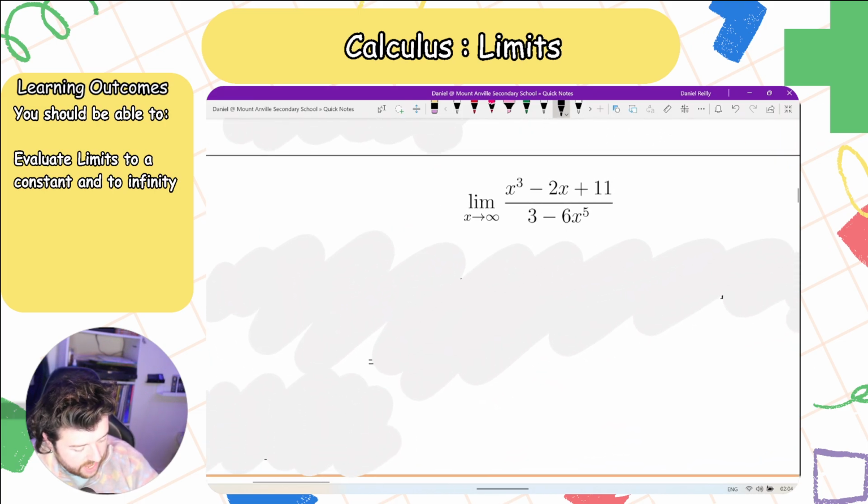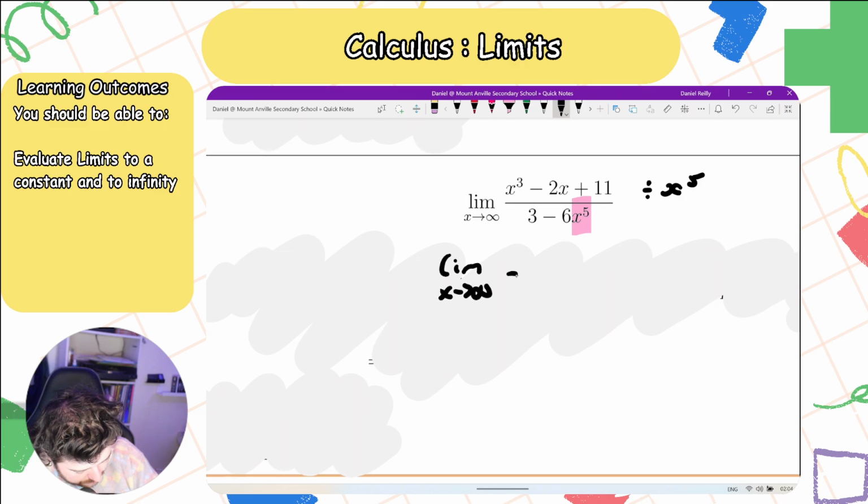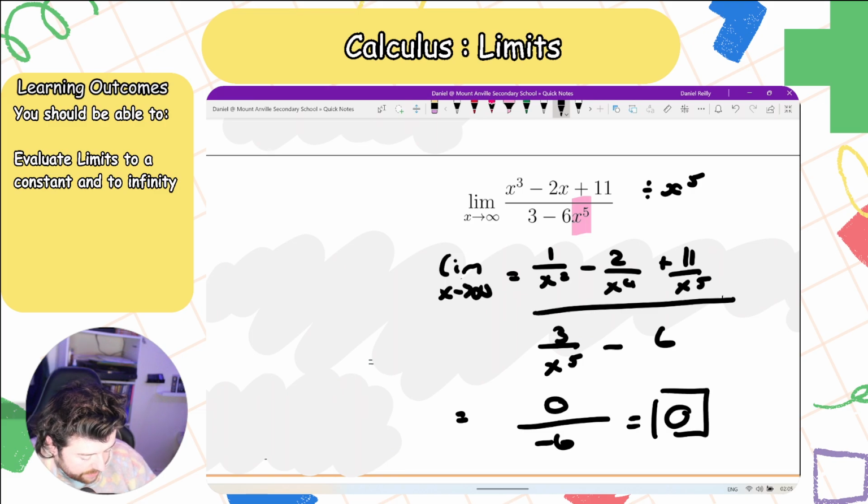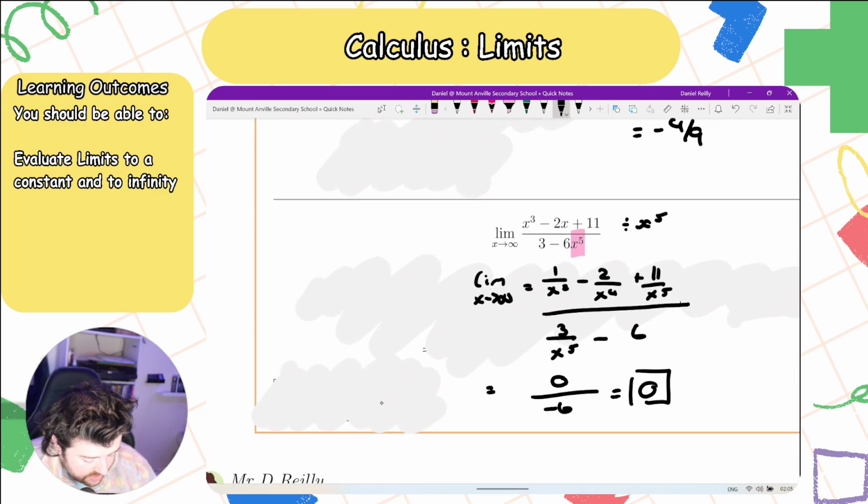There's one more here. I see here my biggest power is x to the power of 5. Divide everything by x to the 5. That's going to be 1 over x squared minus 2 over x to the 4 plus 11 over x to the 5, all over 3 over x to the 5 minus 6. As we go to infinity, my numerator is 0 plus 0 plus 0, all over 0 minus 6, which is going to be 0. So the limit of this function is equal to 0.